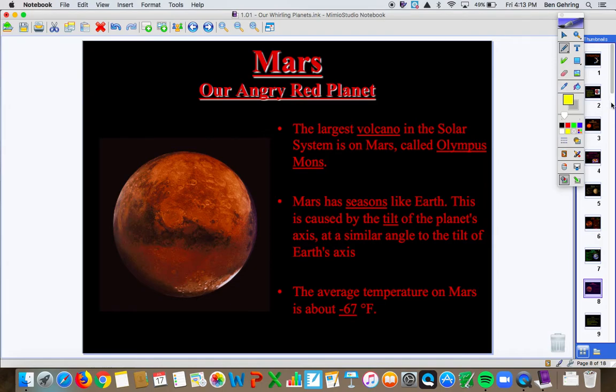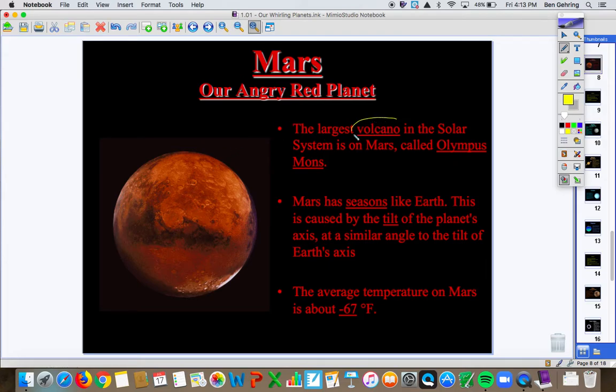Alright, planet number 4 is Mars. Mars is the red planet. It has a lot of iron, that's what gives it this red color. It has the largest volcano on it. So at one point in time, Mars was geologically active. This volcano is called Olympus Mons. It's the largest volcano in the solar system that we are aware of.